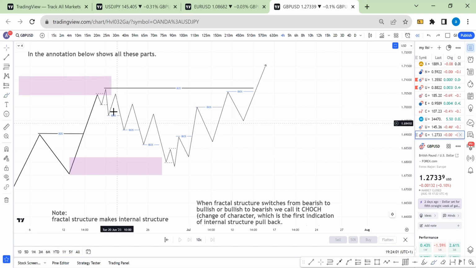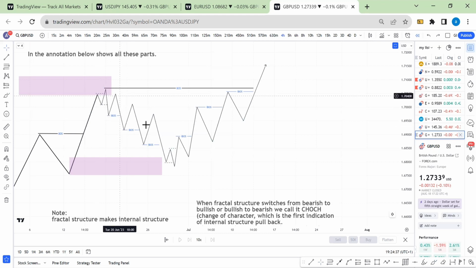So it's better you wait after the fractal structure. If that pullback is not big enough, it's not big enough to be called an internal structure break. Just wait for price to come down, then pull back again to the upside. Then when it breaks it the second time, you know that now you have an internal break of structure, and this structure is about to pull back. You now have confidence that this swing structure is planning to pull back.